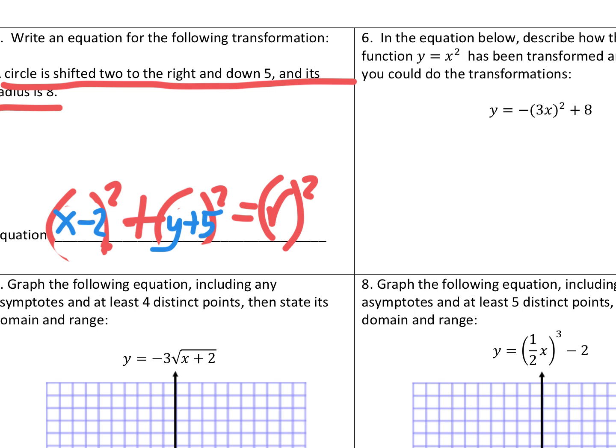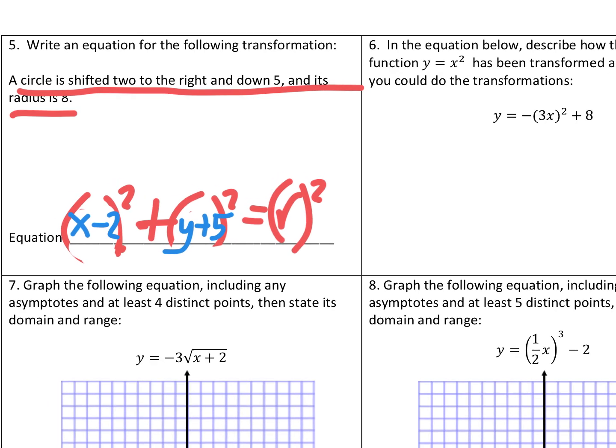You can't trust it anymore. Doesn't that seem like it's up 5? So it's actually down 5. I know, some of you aren't going to believe me. You want to type that into Desmos, it'll graph it for you, and you'll see. That would move it down 5. And its radius is 8. 8 goes there.